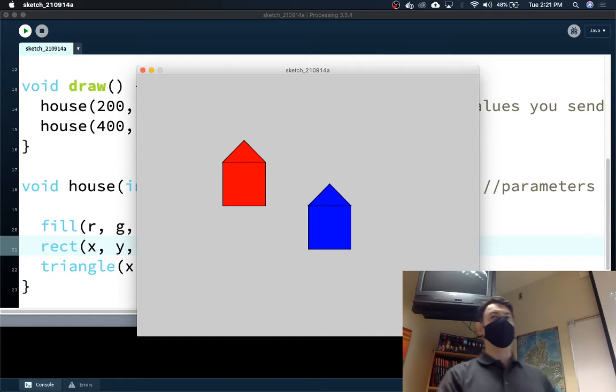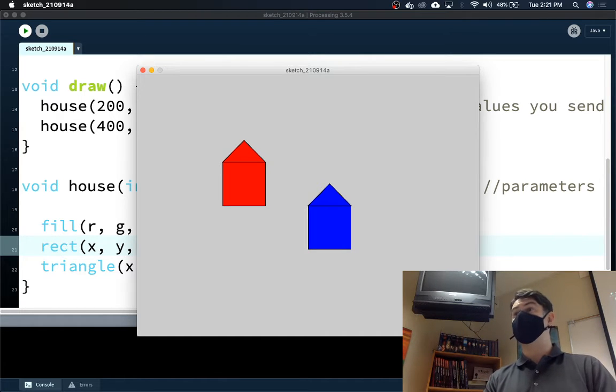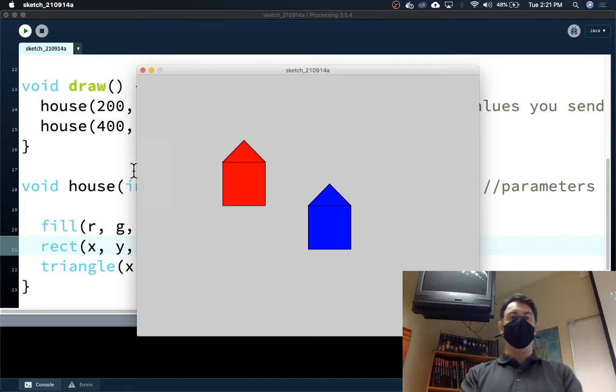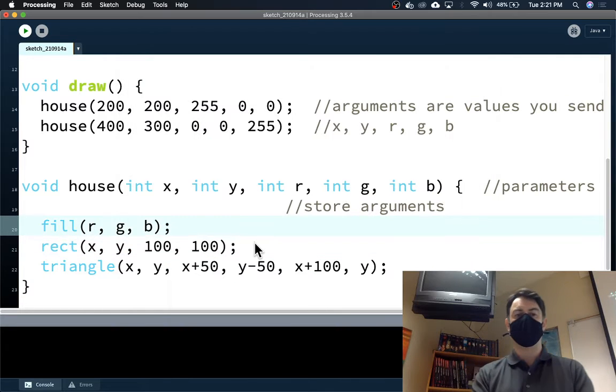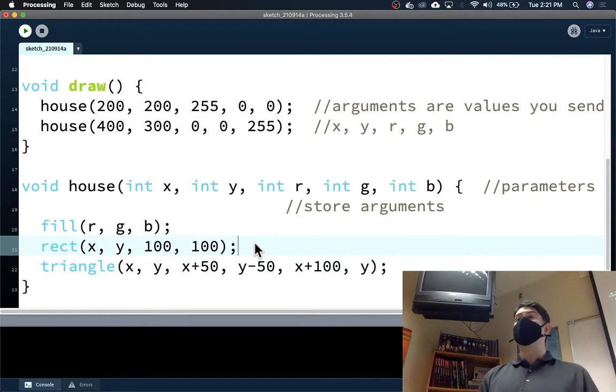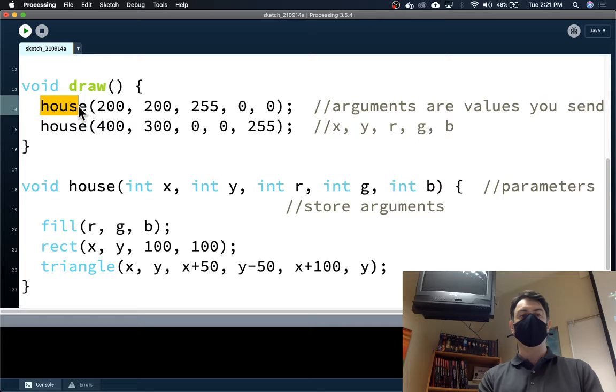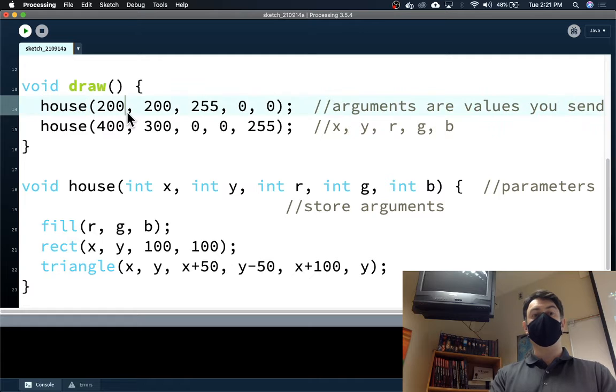Yeah, I got a red and a blue house, and I can make a green house and stick it wherever I want to, or a fuchsia house, or whatever I want. So we're building our own custom functions. Isn't that great? We're expanding the Processing language, right? Now Processing knows what I mean by house. That's kind of cool. I see we're moving along at a pretty good pace.